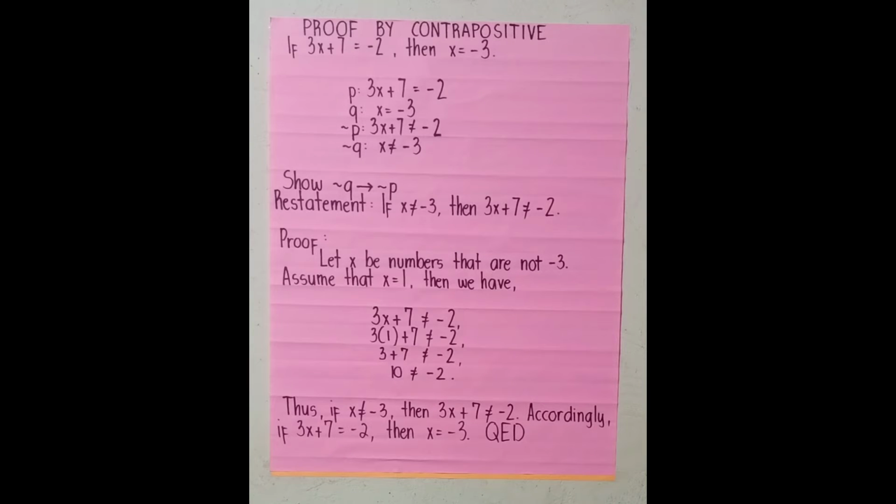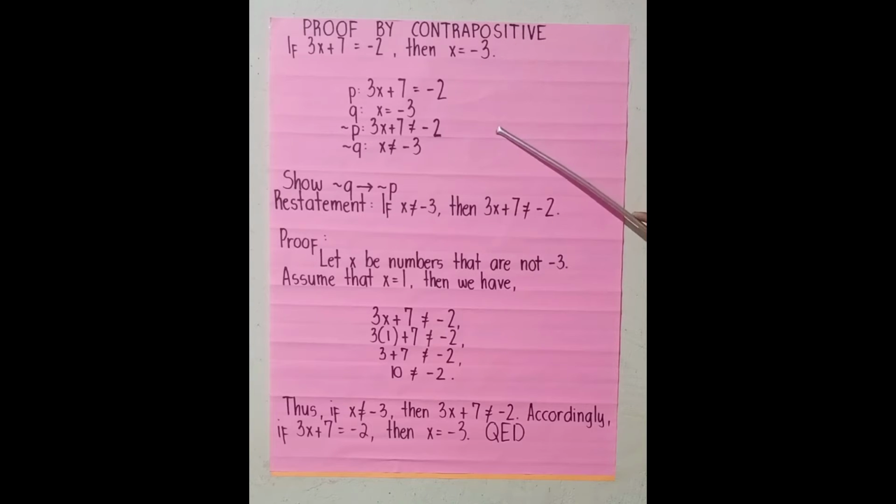So now let's move on to the second proof, which is an indirect proof, the proof by contrapositive. Using the problem used in the direct proof, which is if 3x + 7 = -2, then x = -3, we will look for the p, the q, the not p, and the not q. So the p is from the given, 3x + 7 = -2. The q is also from the given, which is x = -3.